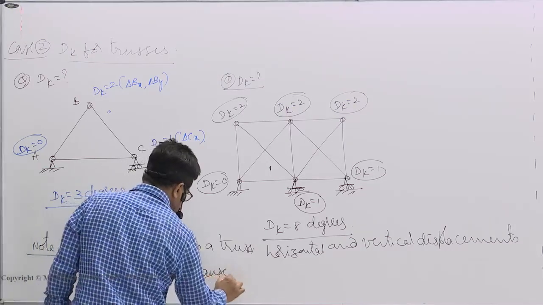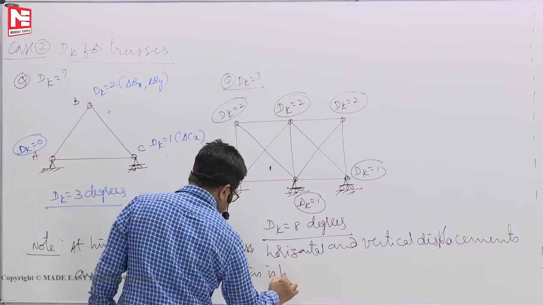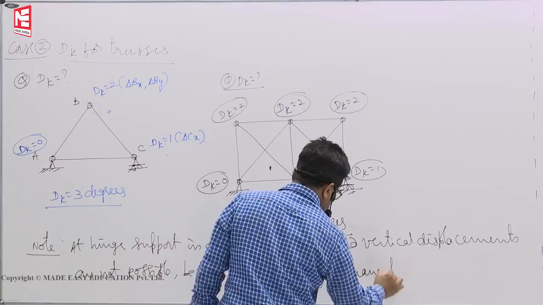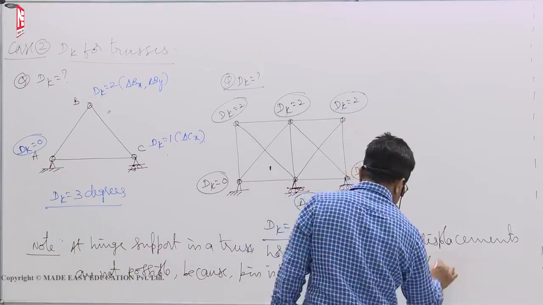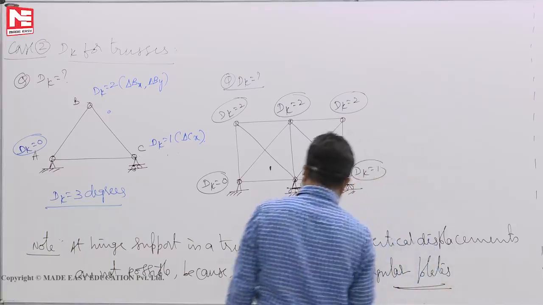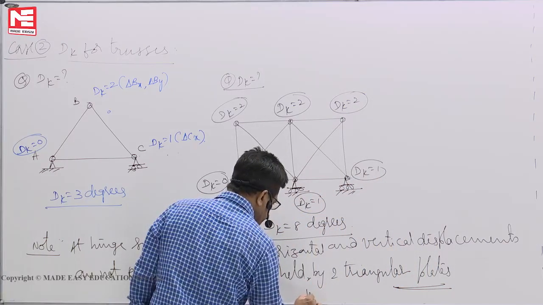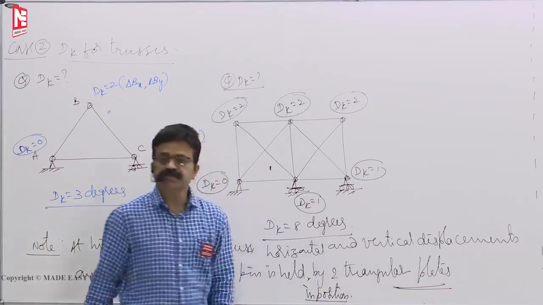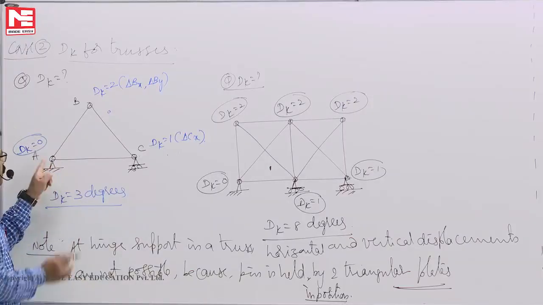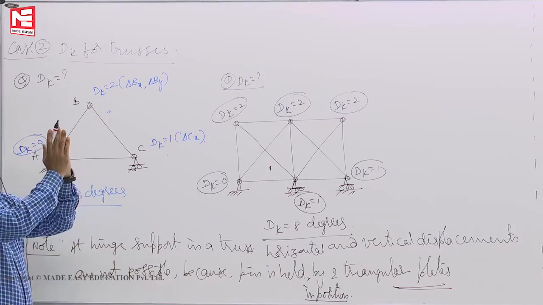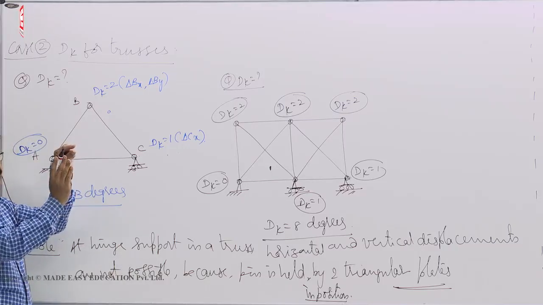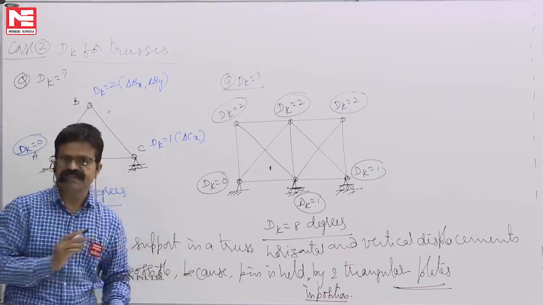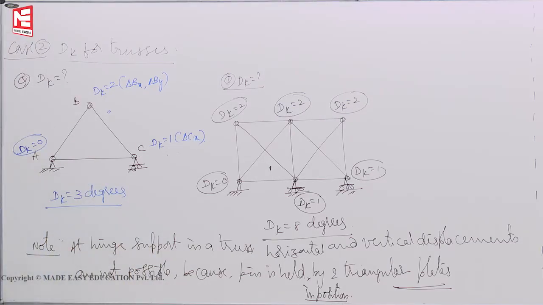because the pin is held by two triangular plates. The pin is held in position by two triangular plates. That means, I told you, the first triangular plate on the front side, one on the back side. Embedded inside there is a bolt, and that bolt cannot move in the x or y directions. That's the reason you cannot make it.